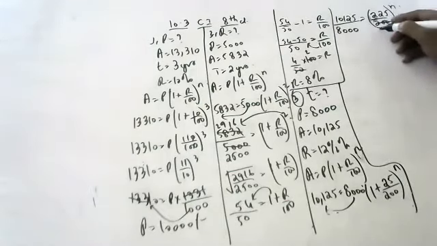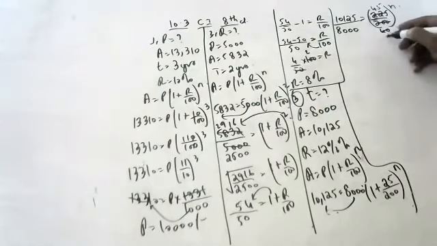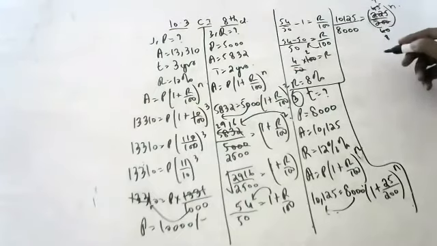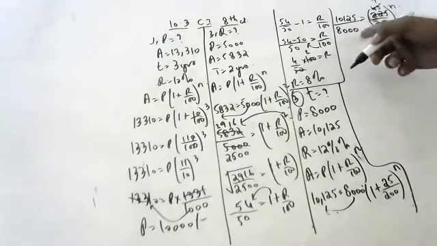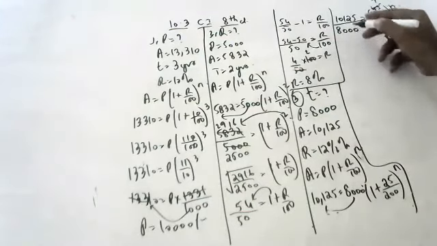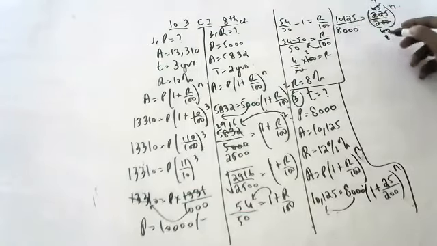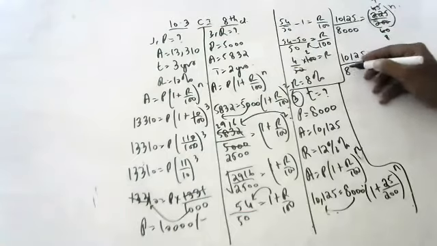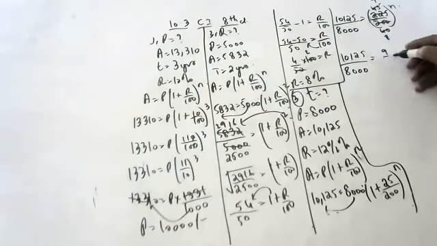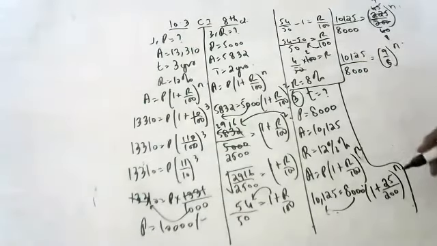Simplify. 5 fours are 20, 5 fives are 25, 5 eights are 40, 5 nines are 45. So 10125 by 8000 is equal to 9 by 8, whole to the power of n. You have to get it into 9 by 8 form.